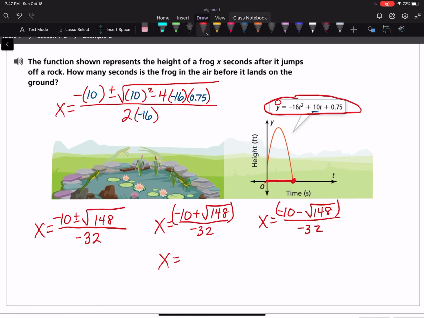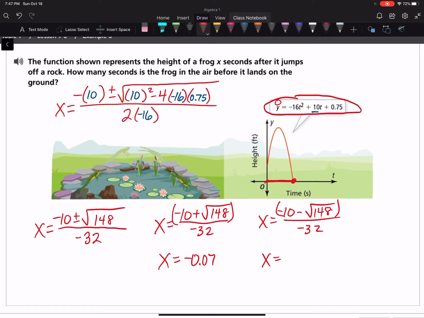Or if you don't want to do that, after you put the top in your calculator, you can hit enter and then divide by -32. Either way. So the first answer we get is, I said I was going to do the tenth, but we'll go to the hundredth, negative 0.07.